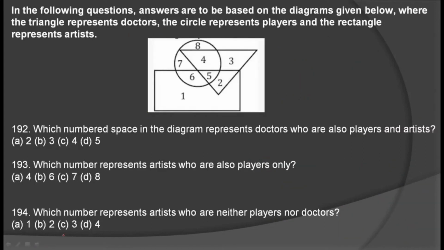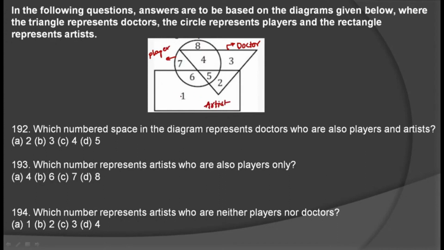The Venn diagram model. In the following questions, answers are to be based on the diagram given below. Here the triangle represents doctors, the circle represents players, and the rectangle represents artists.